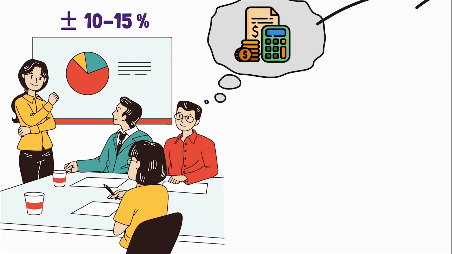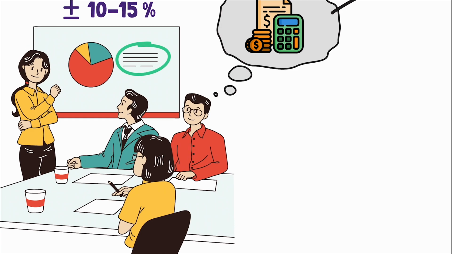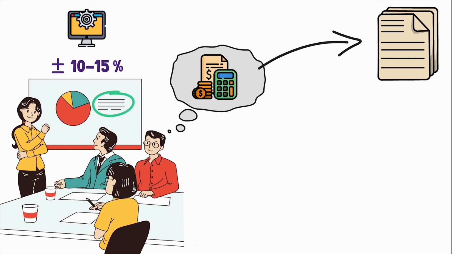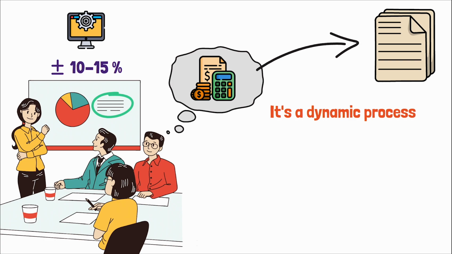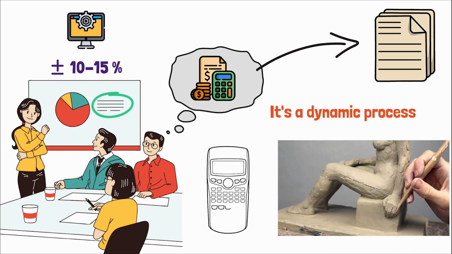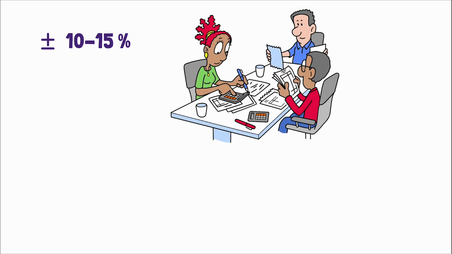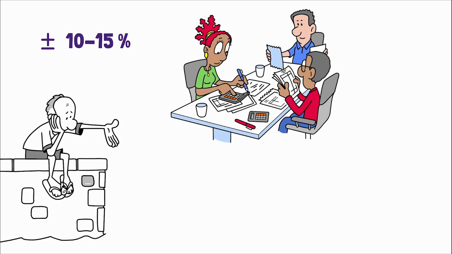The initial rough estimates are refined through continuous re-estimation and validation against emerging project realities. It's a dynamic process, much like sculpting, where each iteration removes a layer of uncertainty, revealing the more accurate form beneath. This evolution of cost accuracy is essential because it affects not only how we budget but also how we manage and control our expenditures throughout the life cycle of the project.